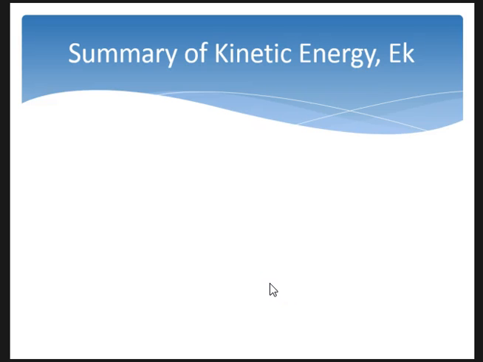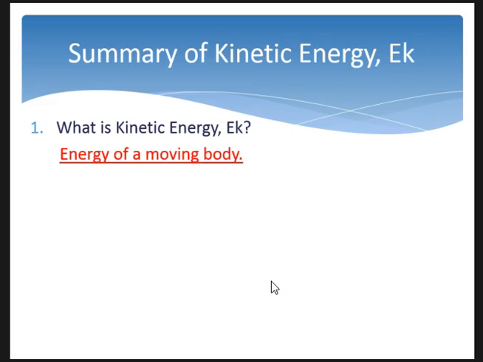So that brings us to basically the last slide of this video. In summary, what is kinetic energy? It is essentially the energy of a moving body. Once we know that, we need to know how to calculate the amount of kinetic energy as well. The amount of kinetic energy can be calculated by this formula, half mv squared, where m represents mass and v represents speed. Again, I would like to emphasize that the 2 here represents v squared, not v times 2.